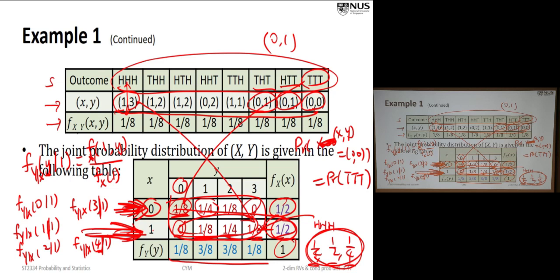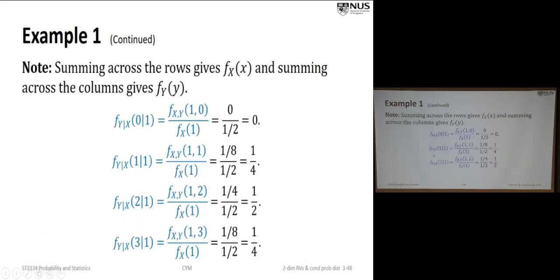Do these three numbers, or these four numbers, add up to 1? No. The reason why we divide by 1/2, or divide by this number, is to make sure that our conditional probability will add up to 1. All right? So now these numbers add up to 1. So that's how we divide by the marginal of x.